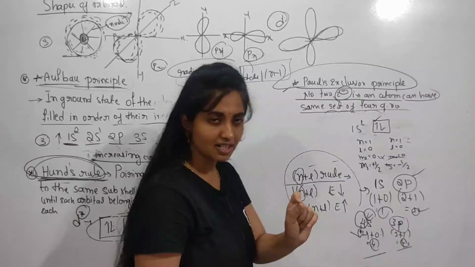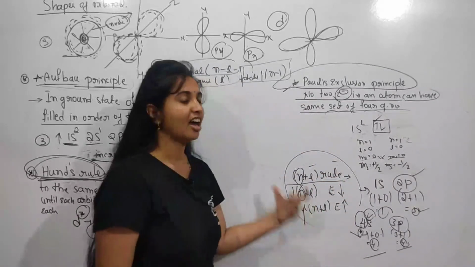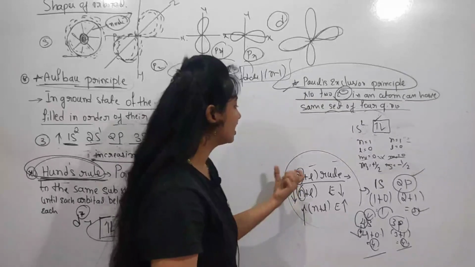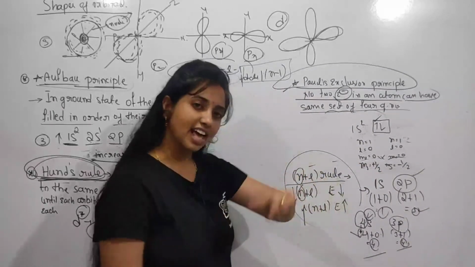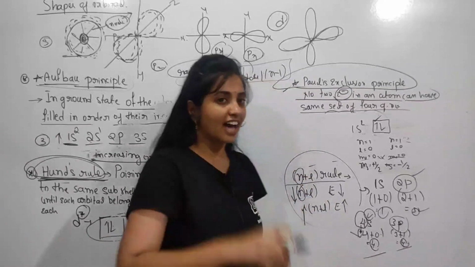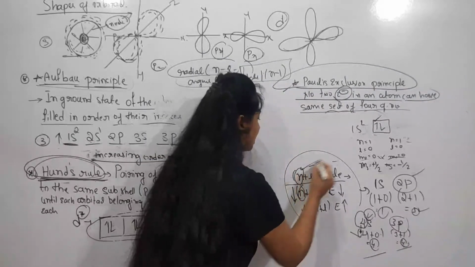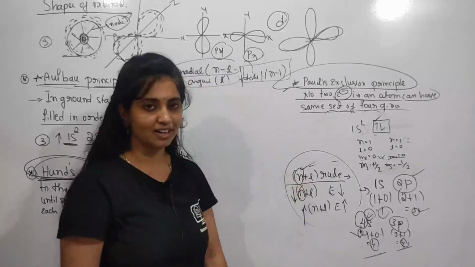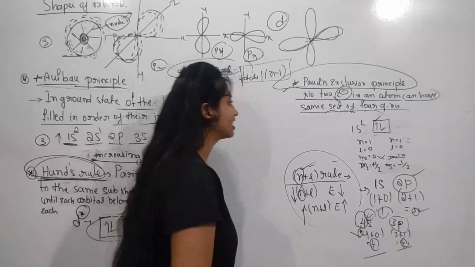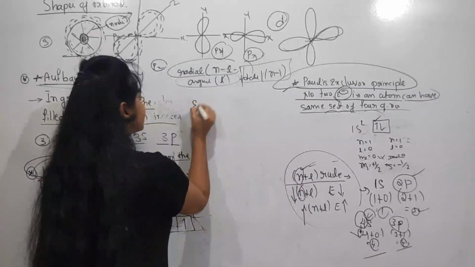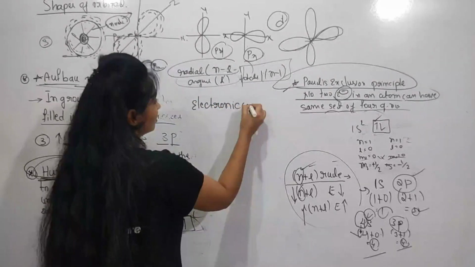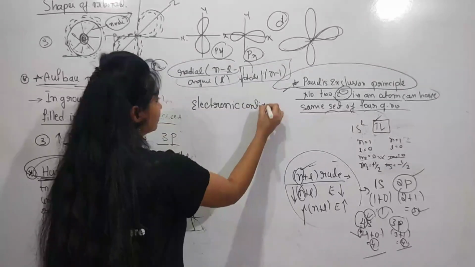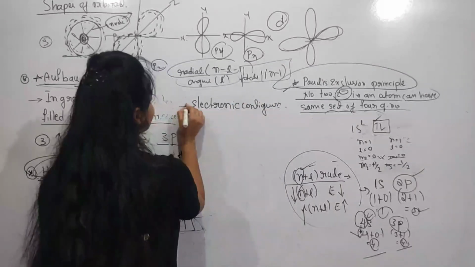The lower the value of n plus L, the lower the energy, and the higher the n plus L value, the higher the energy. If the n plus L values are equal, then the energy level is determined with the help of the principal quantum number. And the next concept is electronic configuration. So what do you mean by electronic configuration?